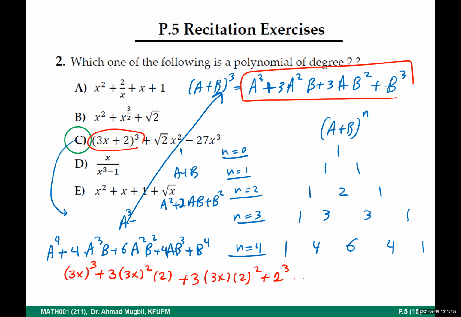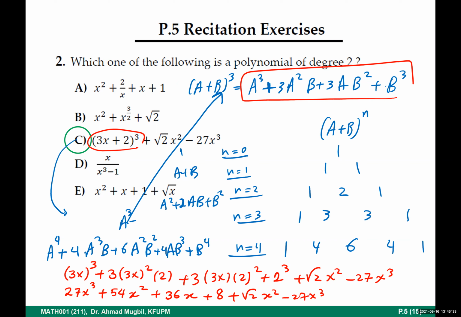Don't forget the other terms, plus the square root of 2 times x to the power 2 minus 27x to the power 3. Now, if you look here, it will be 27x to the power 3 plus what? 3 to the power 2 is 9. 9 times 3, 27. 27 by 2, it is 54 x to the power 2 plus, here we have 4 times 9, 36x plus 8, plus the square root of 2 times x squared minus 27x to the power 3.